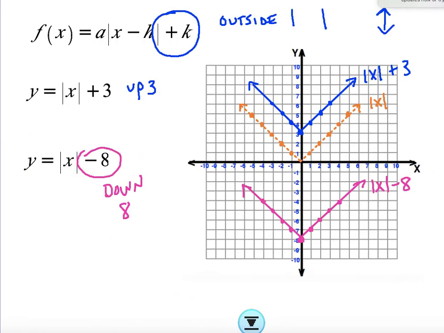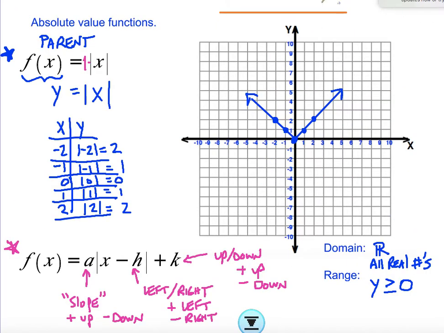Again, let's see if I can borrow this horizontal line from a couple pages ago. Maybe not, we'll see. Okay.